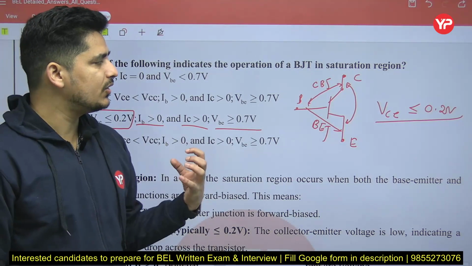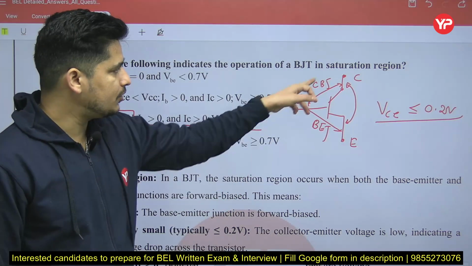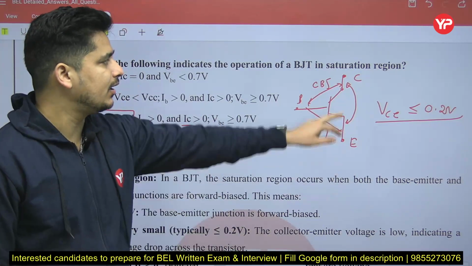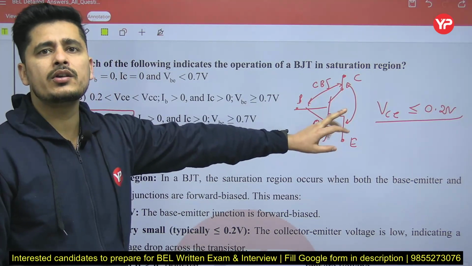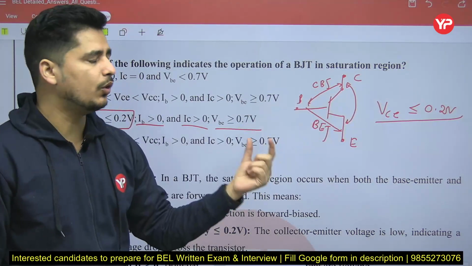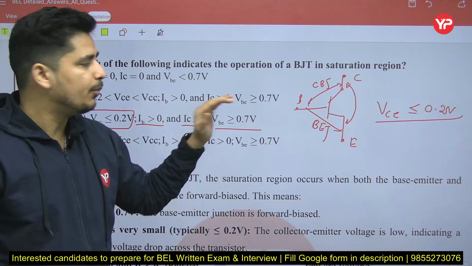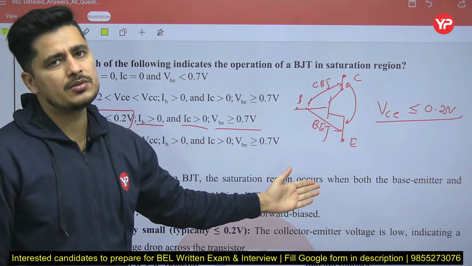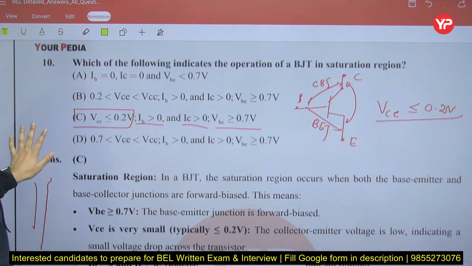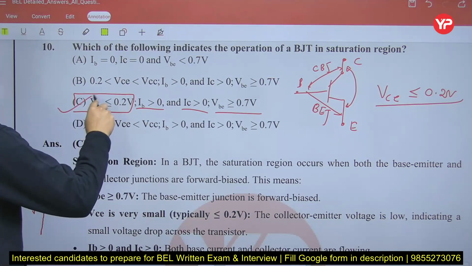So you have to understand one thing here: when your transistor is in saturation mode, what happens to your transistor? Both the junctions, collector to base junction and base to emitter junction, should be forward bias, and the collector to emitter should be short circuited or its voltage should be less than 0.2 volt, a very small voltage across the collector to emitter. Both the junctions are forward biased. This means IB should be greater than 0 and IC should be greater than 0. So when your transistor is in saturation region, the answer will be C.